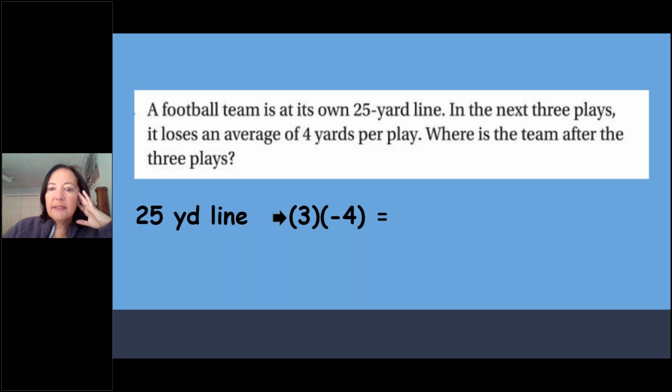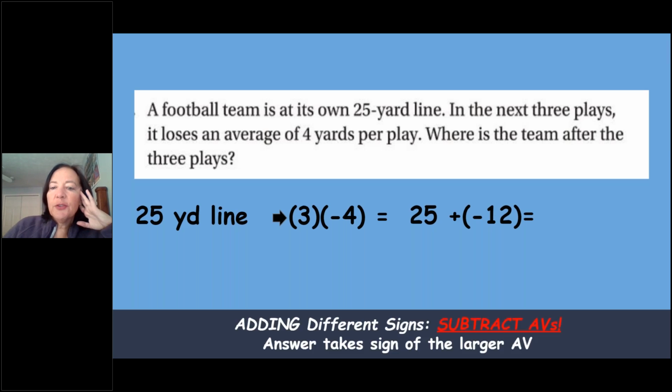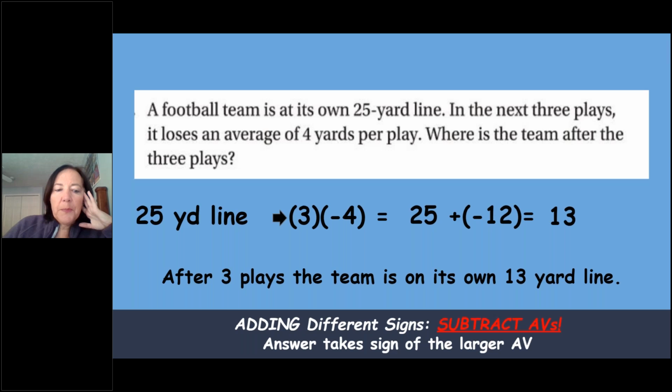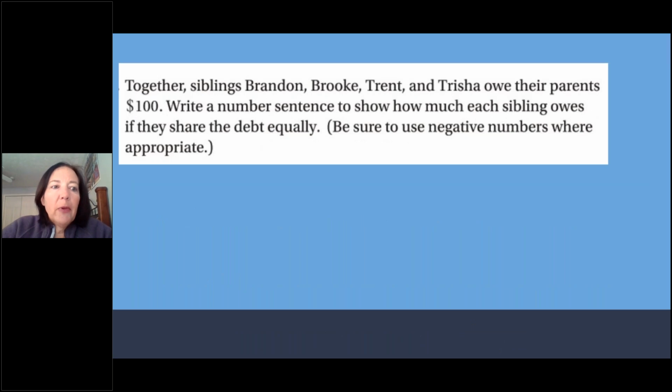-12. Nice. It is -12. So we could write this problem as 25 plus -12. And so do you know what that answer is going to be? 13. 13 is correct. So there was the algorithm we had to use, and the answer was 13. So after 3 plays, the team is on its own 13-yard line. Nice. Let's try another problem.